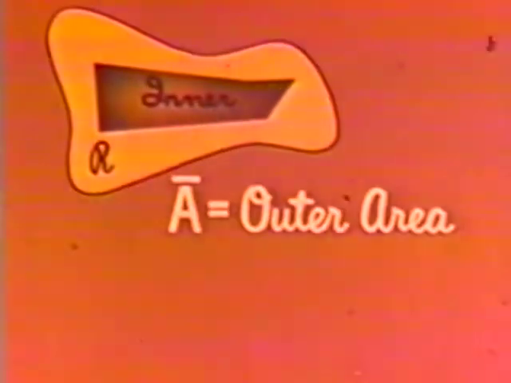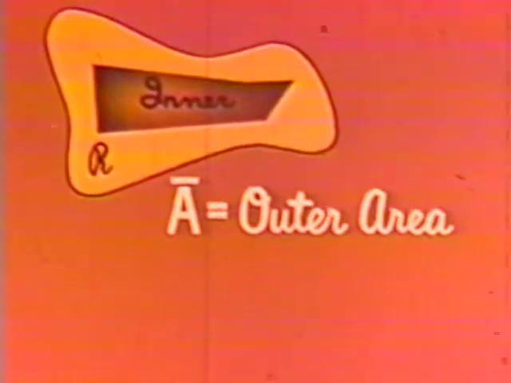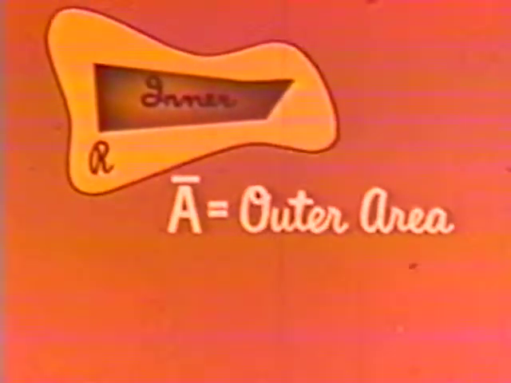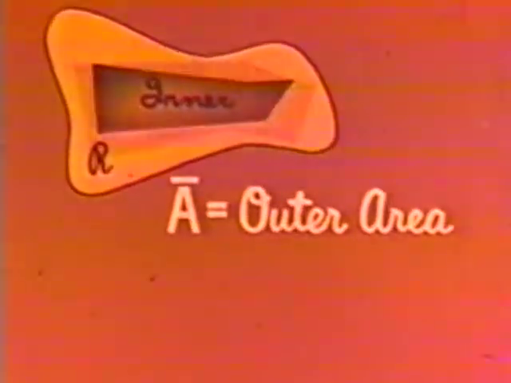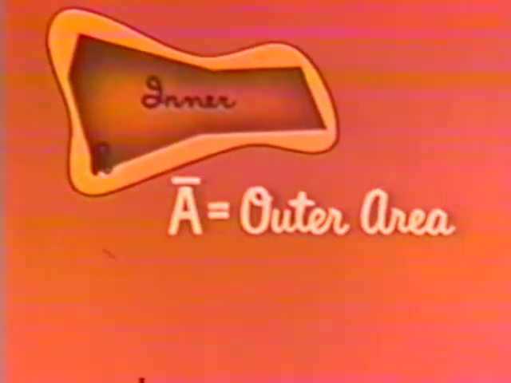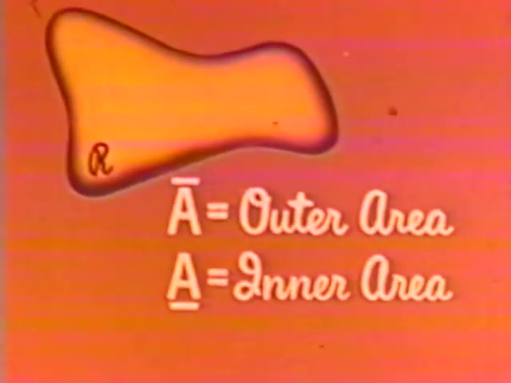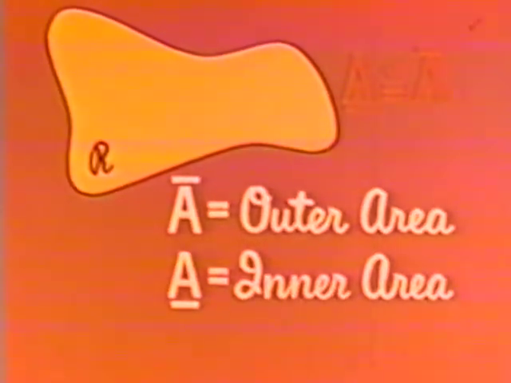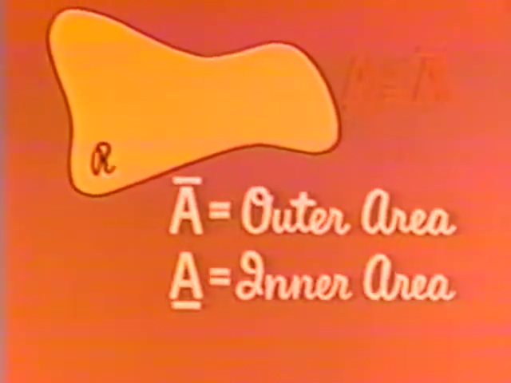...in a plane is of areas of inner polygons, and the lower bound of the areas of all outer polygons is called the outer area of R and is denoted by A upper bar. The least upper bound of all inner polygons is the inner area of R, denoted by A lower bar. The inner area is always less than or equal to the outer area.